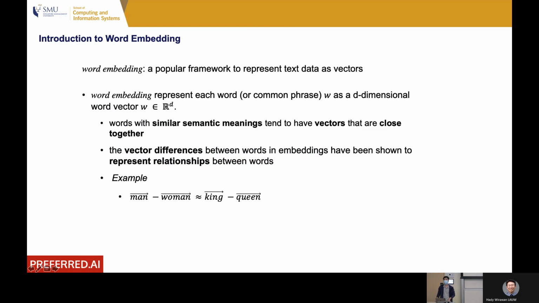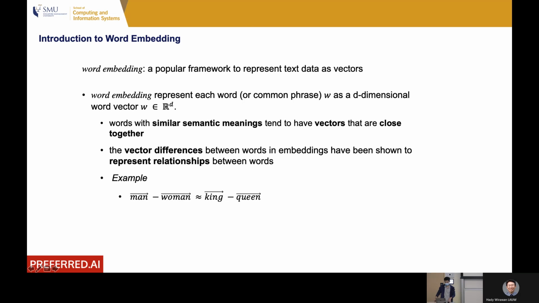So the first one is the word embedding. Everyone is very familiar with this. Word embedding is a popular framework that represents the text as vectors. Word embedding will represent a word or a common phrase as a d-dimensional vector. There are two salient characteristics of word embedding. The first one is words with similar meanings will tend to have vectors close to each other. For example, the closeness is measured by higher cosine similarity.